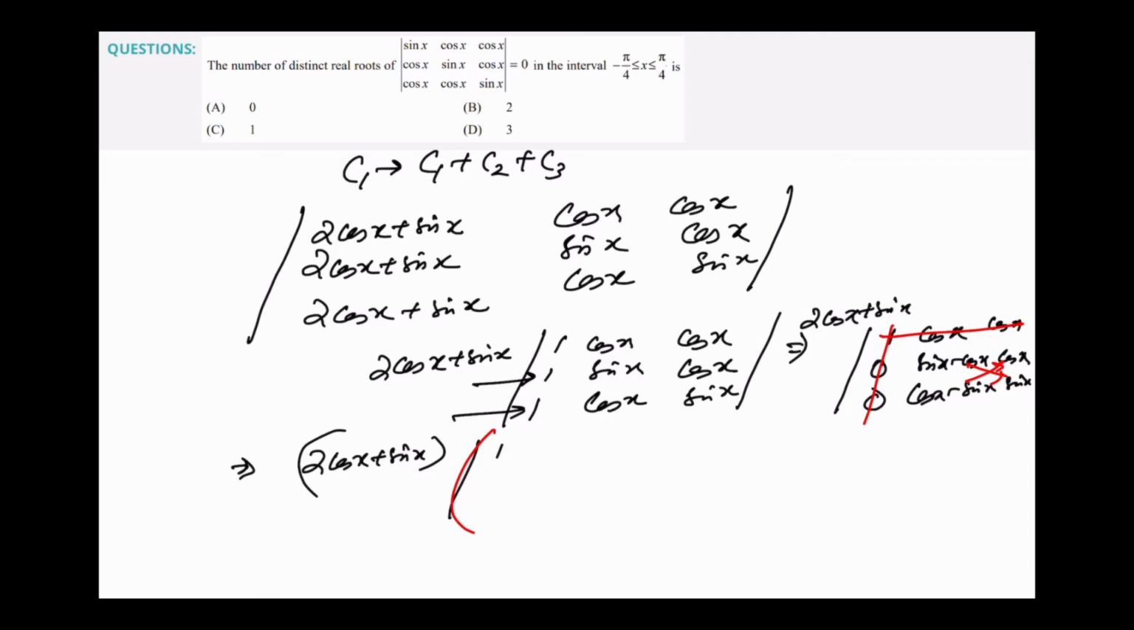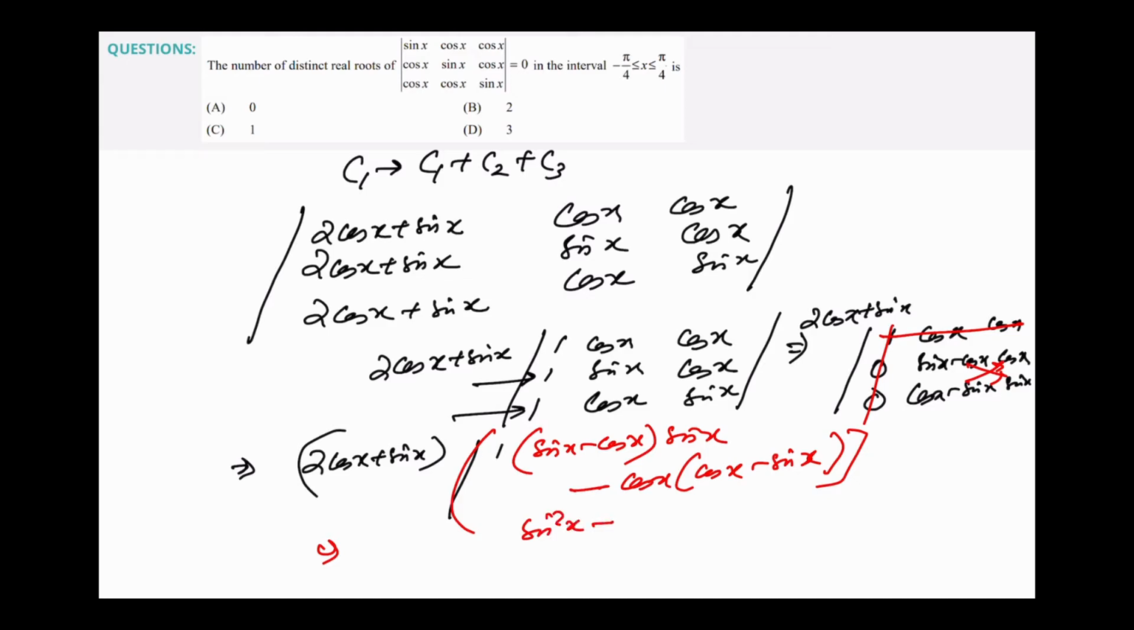So first row, first column: this into this minus this into this. So what will be? 1 into sin x minus cos x into sin x minus cos x into cos x minus sin x. So let's see what we are getting. What we are getting here is sin square x minus sin x cos x.